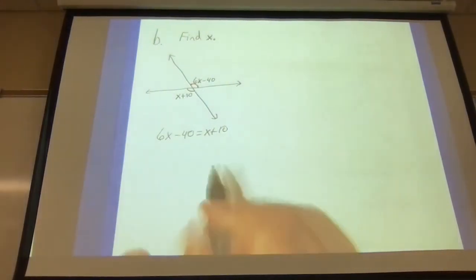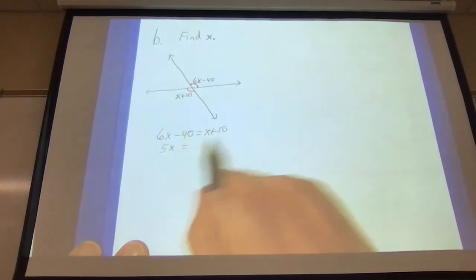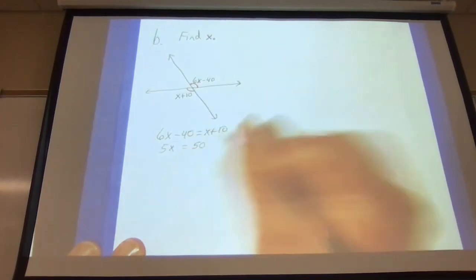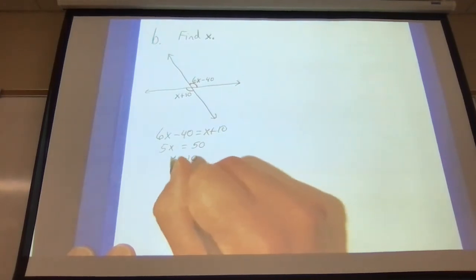Then you just have to do the algebra. If you subtract the x, you'll get 5x on the left. You add the 40, you'll get 50 on the right. Dividing by 5 gives you x equals 10.